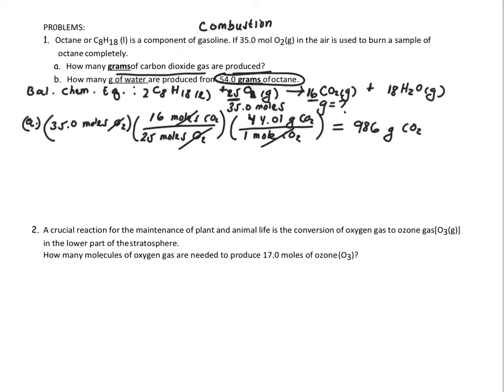In the second part of this problem, we're given 54 grams of octane, and we want to calculate the grams of water. So we're going to start off with what's given in the problem. We have 54 grams of octane, and we want to convert this to moles by dividing by the molar mass of octane.